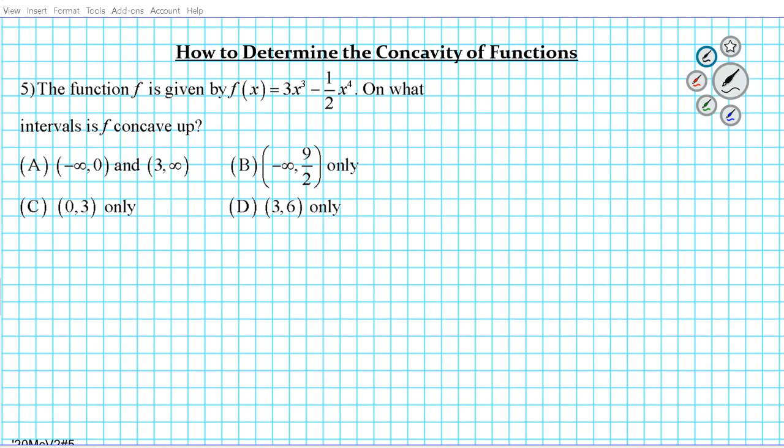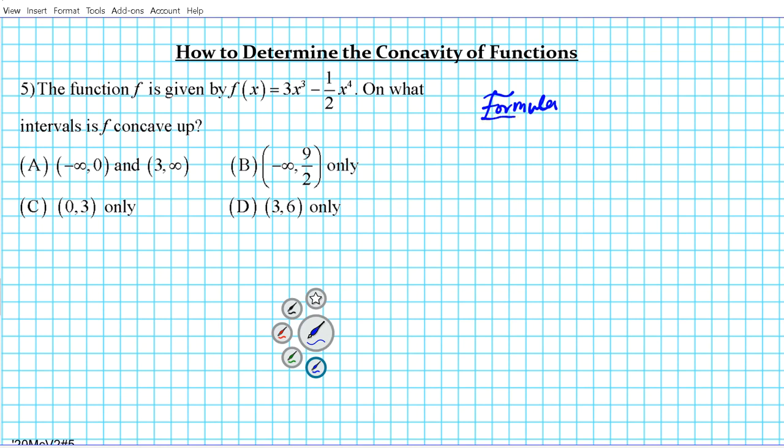Alrighty, let's take a look at question number 5. In question number 5, we're going to be assessed on how to find the concavity of functions. So 5 reads, the function f is given by f of x equals 3x to the third minus 1/2 x to the fourth. On what intervals is f concave up? Alright, so let's write down the formula that's going to guide our problem solving process. How do we know that a function is concave up? f of x is concave up on an interval AB if the second derivative is positive.